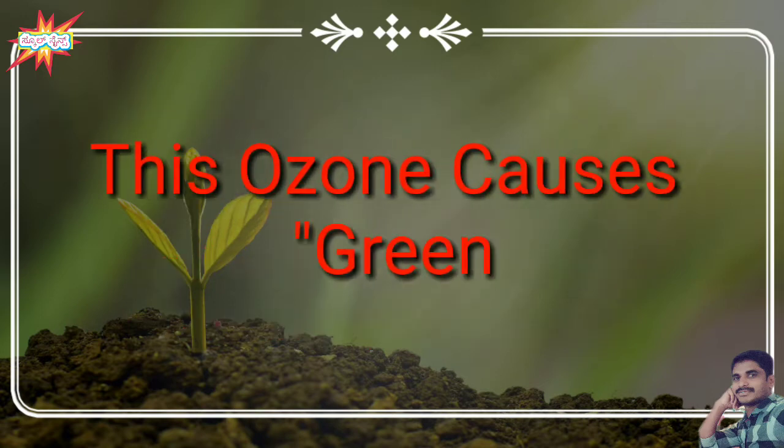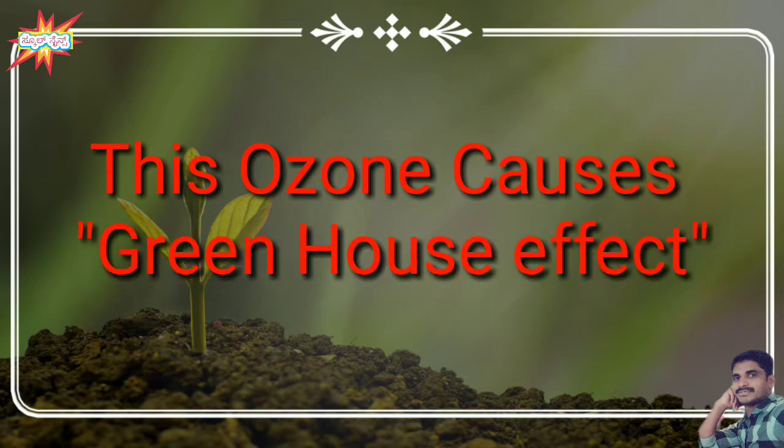This ozone causes the greenhouse effect. This ozone layer prevents the rays from leaving the atmosphere when the sun's rays hit the Earth's surface and return to the atmosphere.